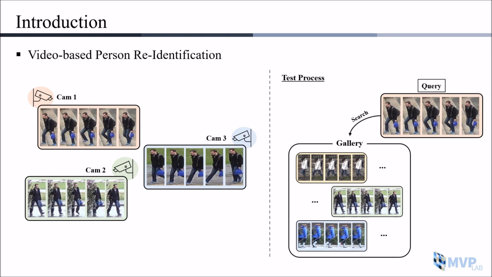Let me begin with the concept of video re-ID. Video re-ID aims at matching the ID of a specific person in multiple cameras with non-overlapping domains. In the test process, when the video of the target person is given, the network finds the same person in the video set called gallery.